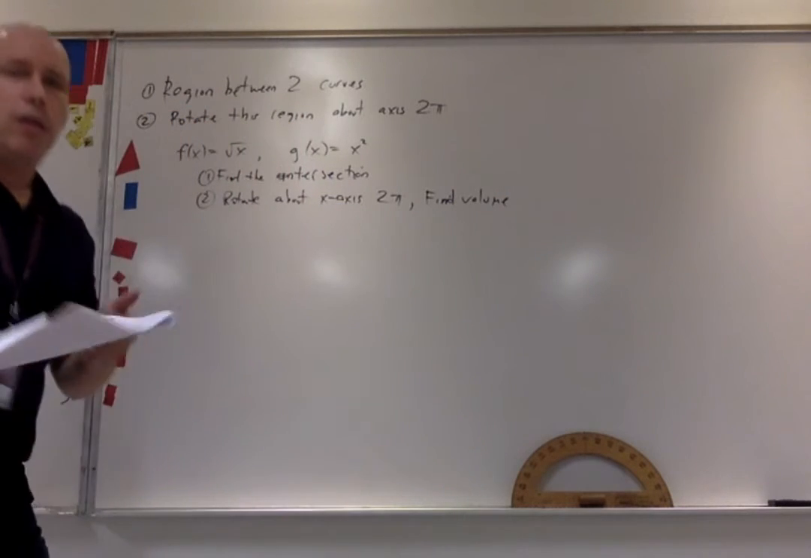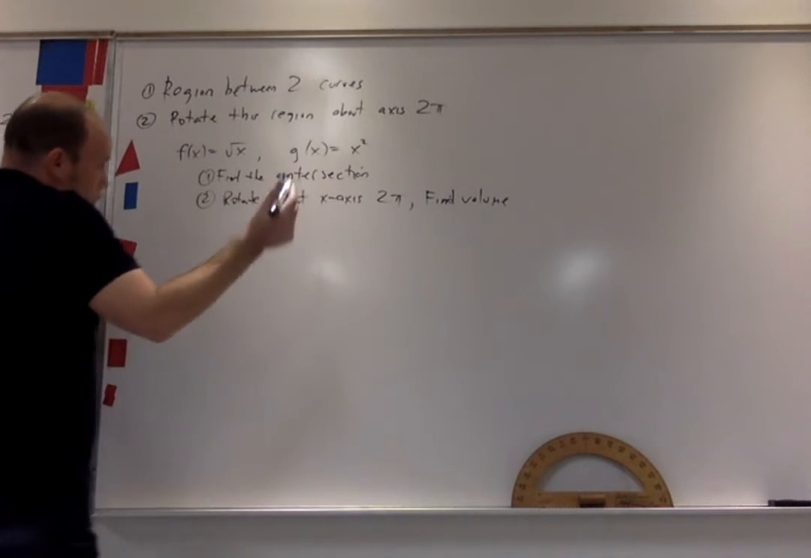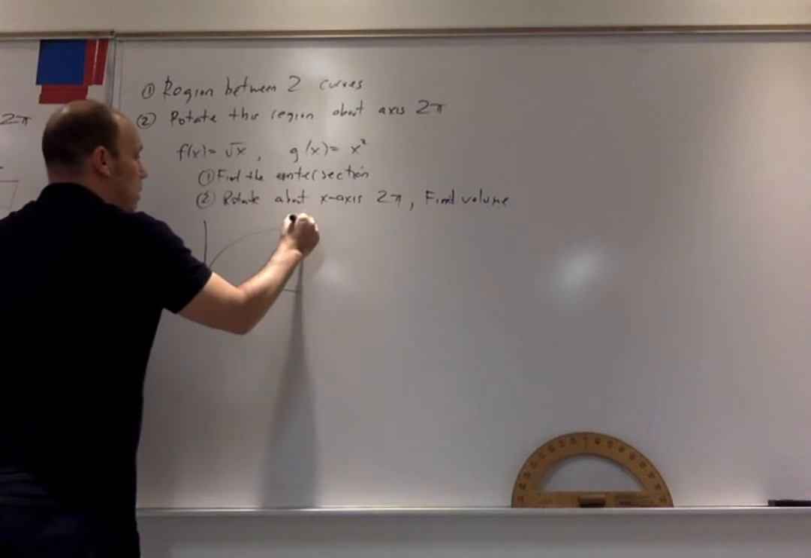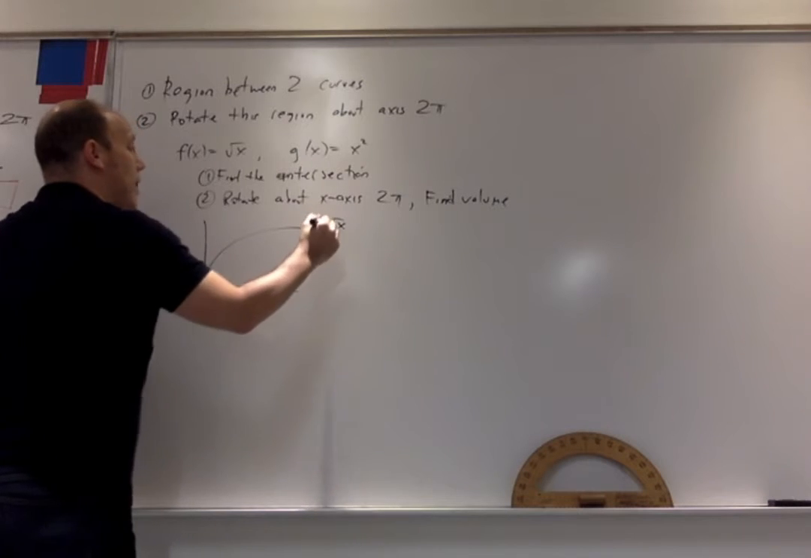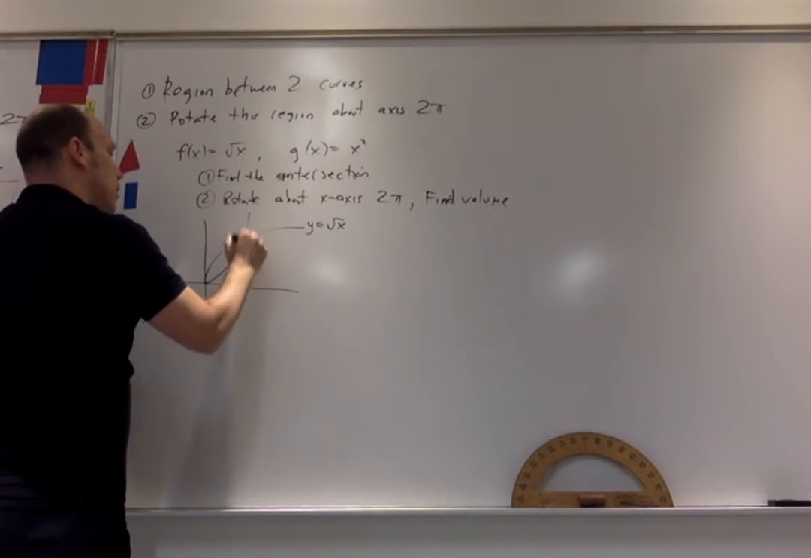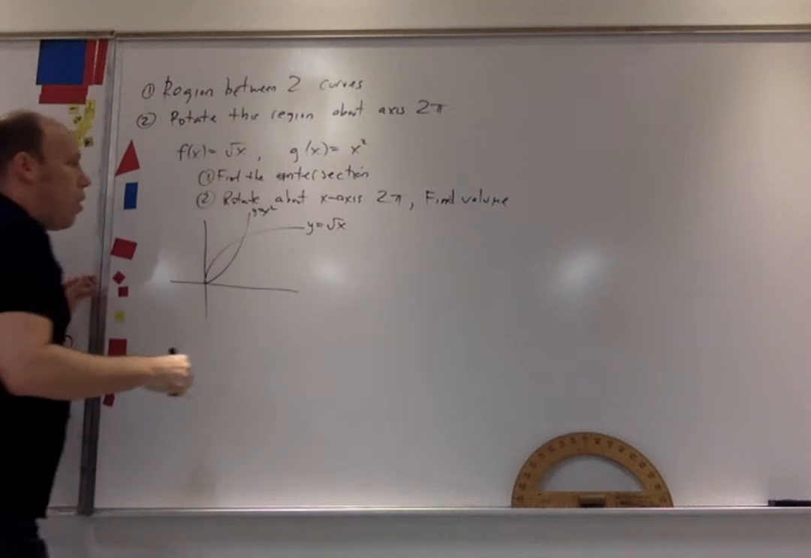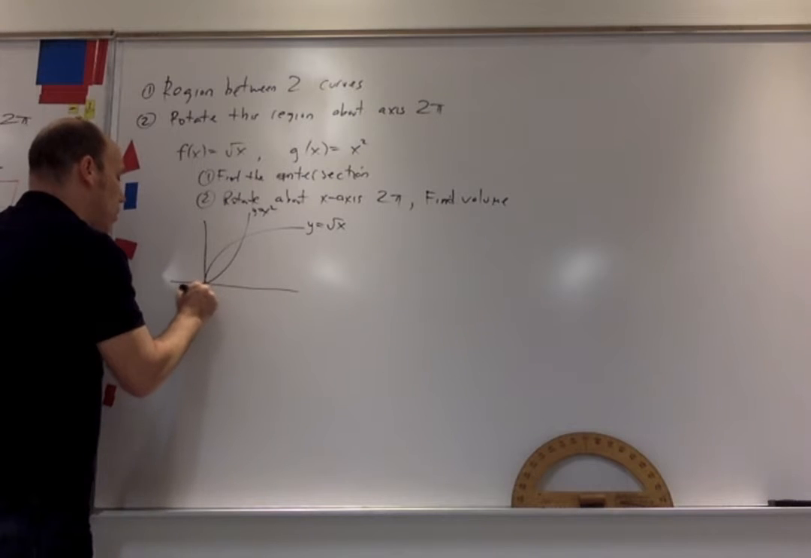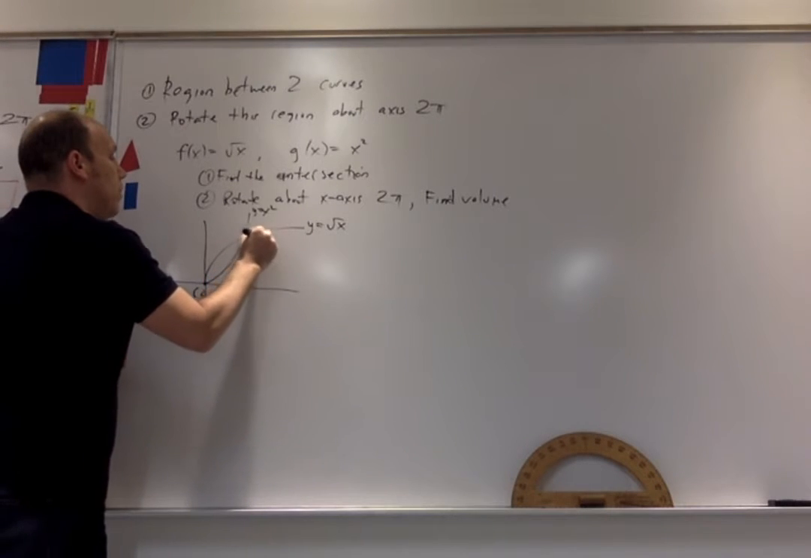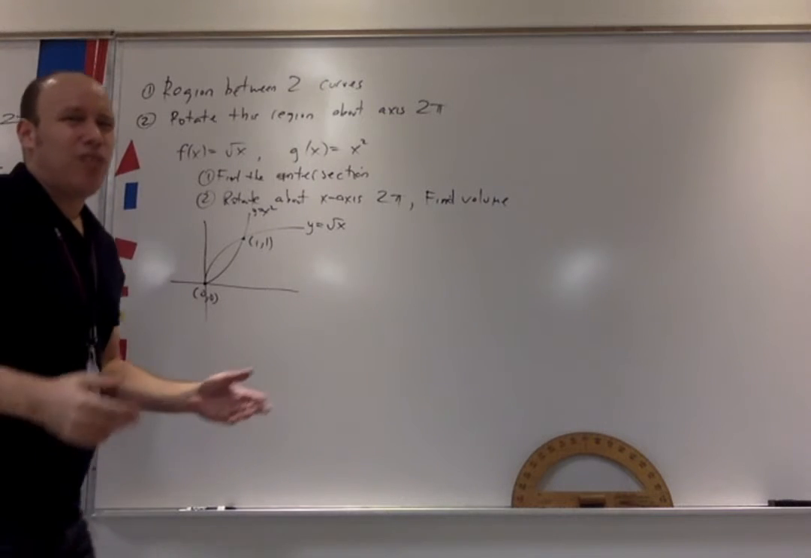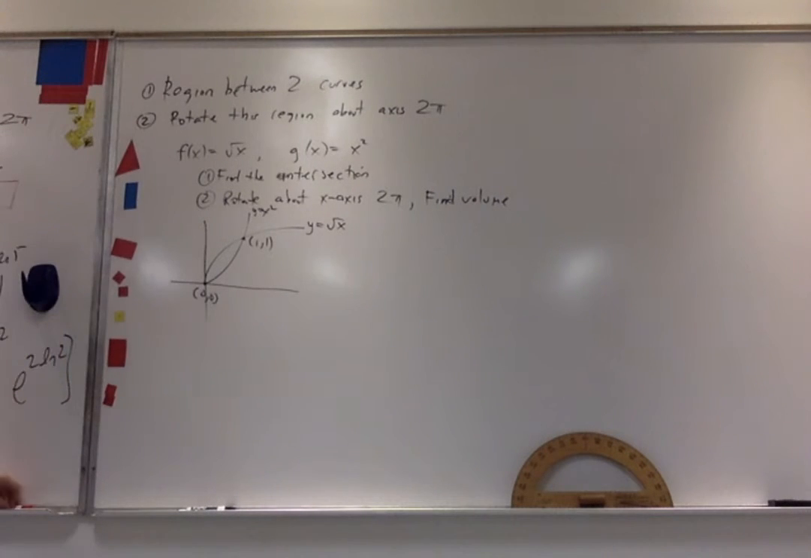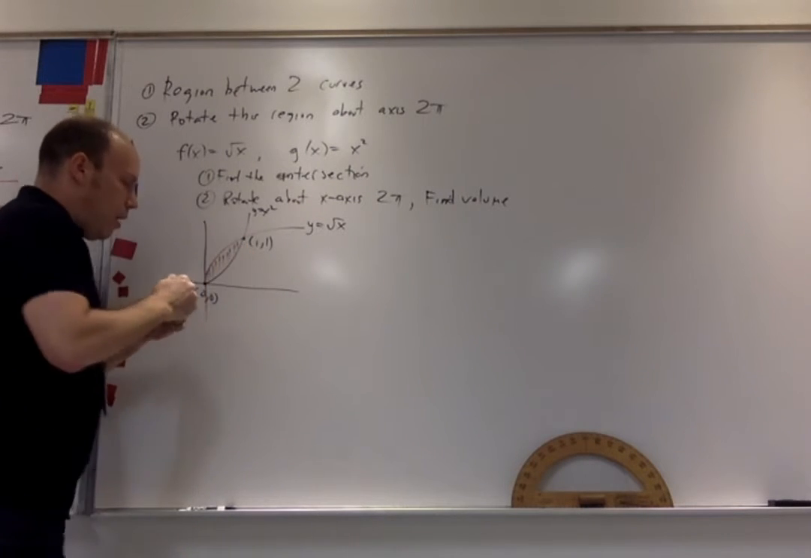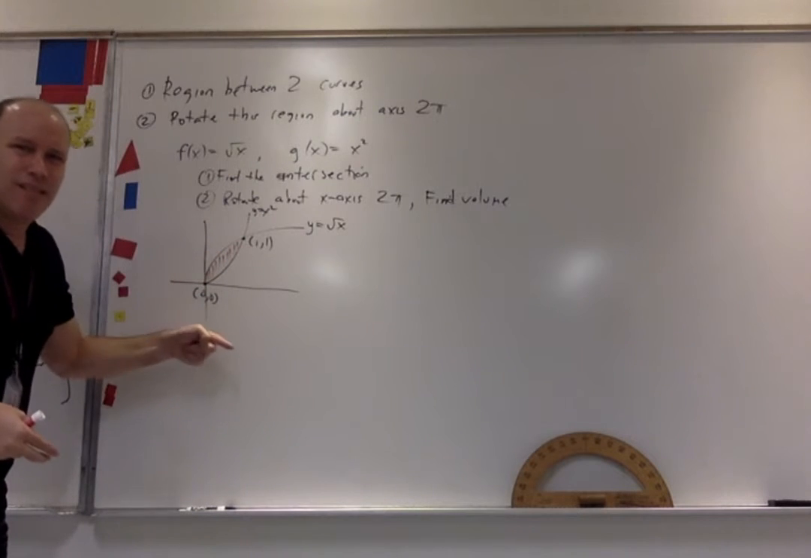So what does this look like? You say, okay, Mr. Adler, I can quickly sketch this. You know that this is a radical x. Here's the parabola. You know, just by looking at it, that it's (0, 0) and this is (1, 1). The idea is you're taking this region and rotating it around the x-axis.